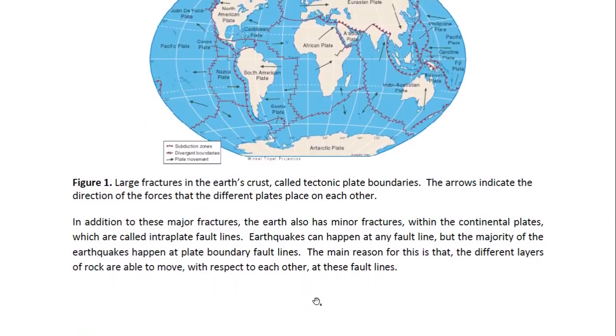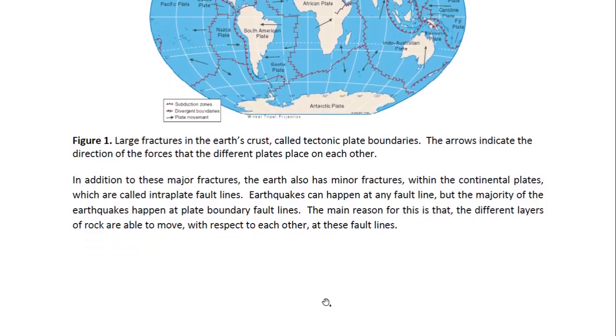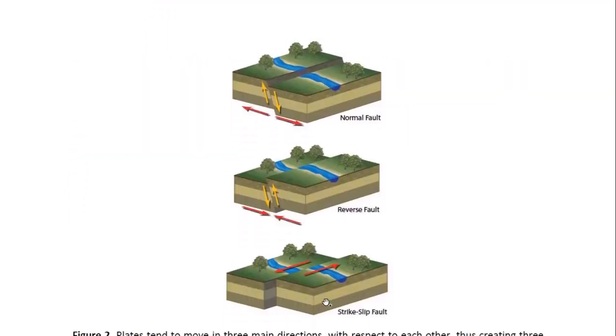Now, in addition to these major fractures, the Earth also has minor fractures within the continental plates, which are called intraplate fault lines. Earthquakes can happen at any fault line, but the majority of the earthquakes happen at plate boundary fault lines. The main reason for this is that the different layers of rock are able to move with respect to each other at these fault lines.